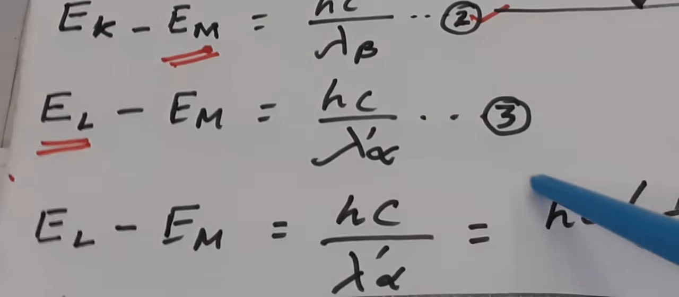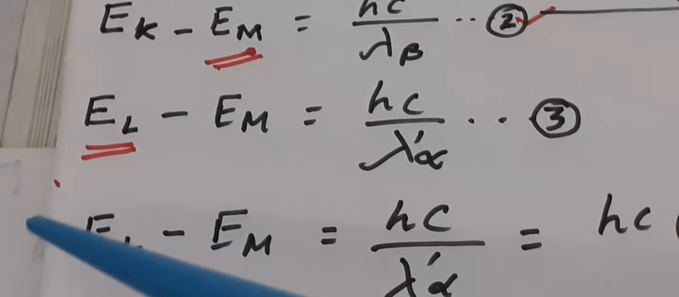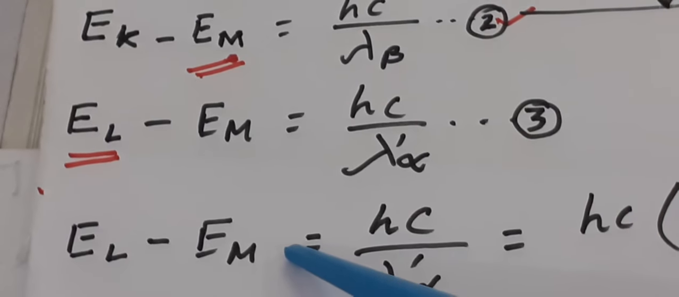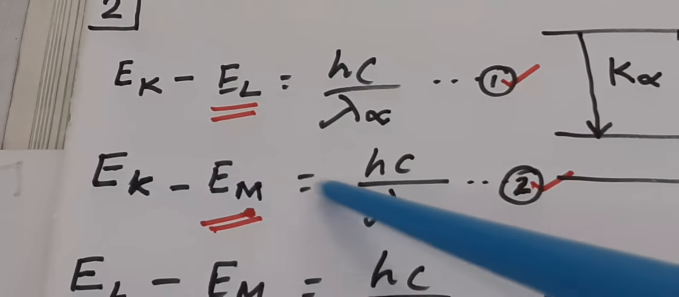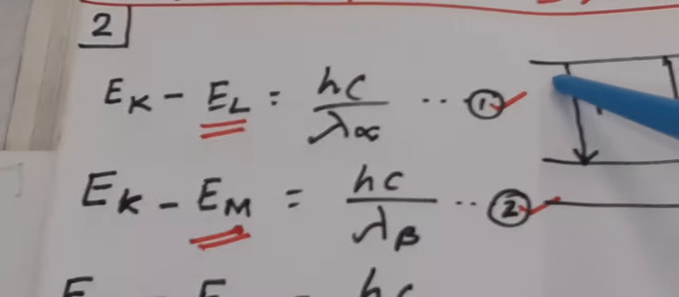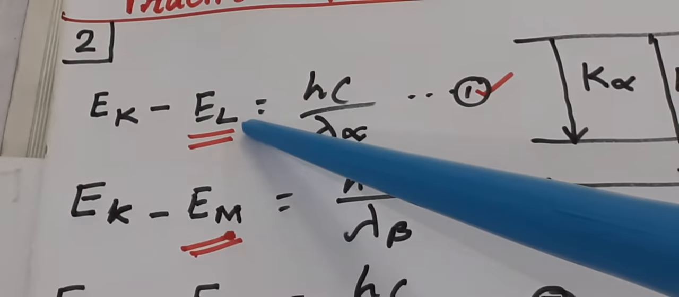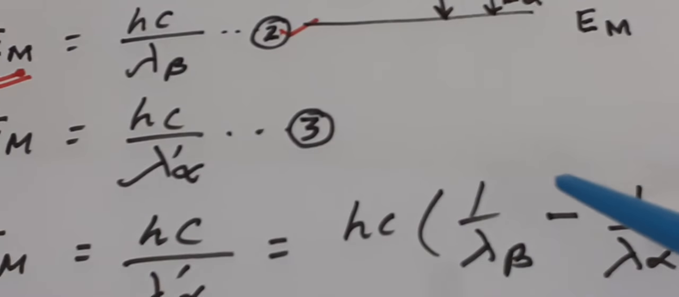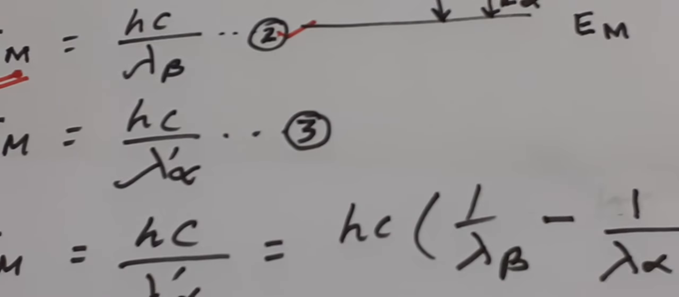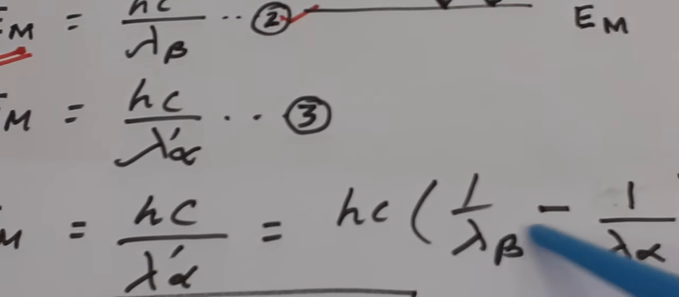Now from these three relations, we can write down E L minus E M. How to get it? Now equation 2 minus equation 1. That means this will become minus, this will become plus. So E suffix L minus E suffix M will come, that means this one minus this one. We can write Hc common, 1 by lambda beta minus 1 by lambda alpha. This expression will come.